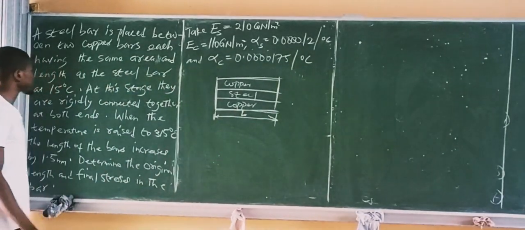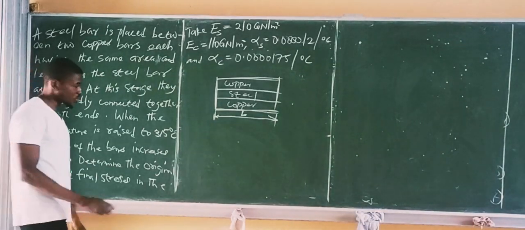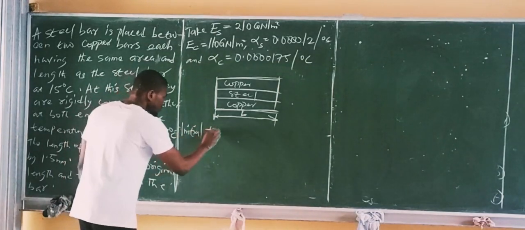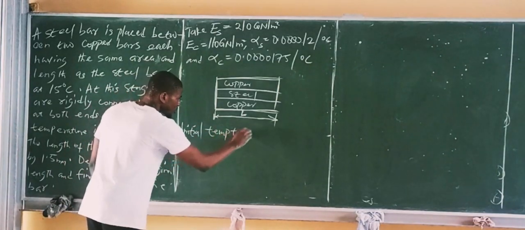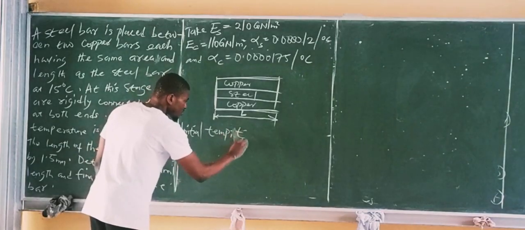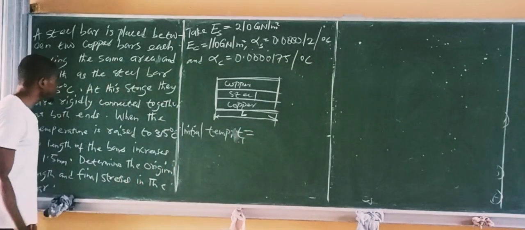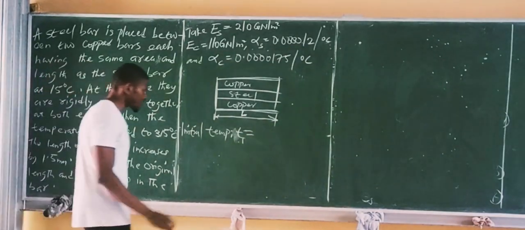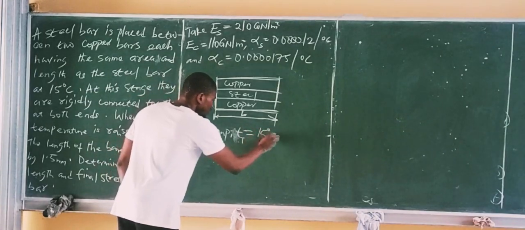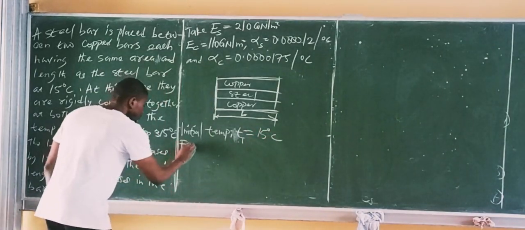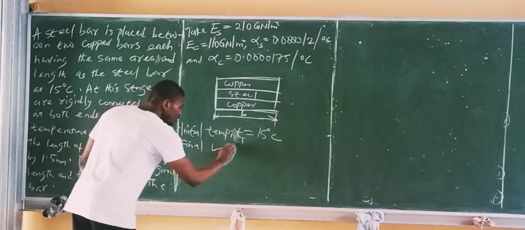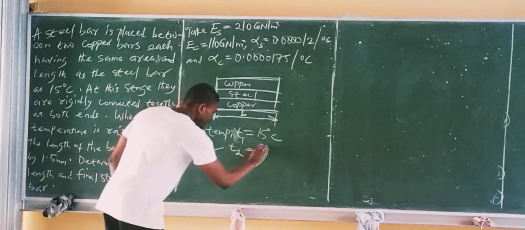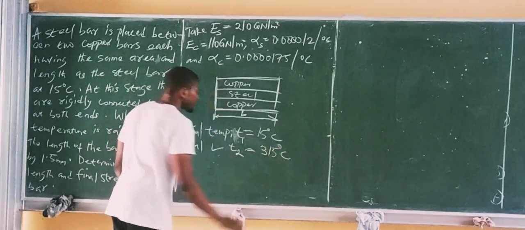So let's get the parameters that we have. We have the initial temperature, T1, which was given as 15 degrees Celsius. The final temperature, T2, was given as 315 degrees Celsius.